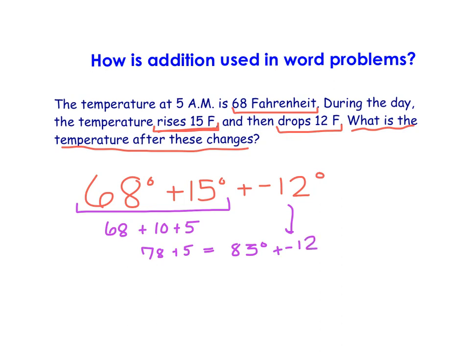Then I'm going to add in this negative 12 because the temperature drops. Negative 12 is going to drop it a full 10, which drops me to 73 degrees, and then 2 more, which drops me to 71 degrees Fahrenheit. So after all of those changes, I went from 68 up to 83 and then back down to 71.